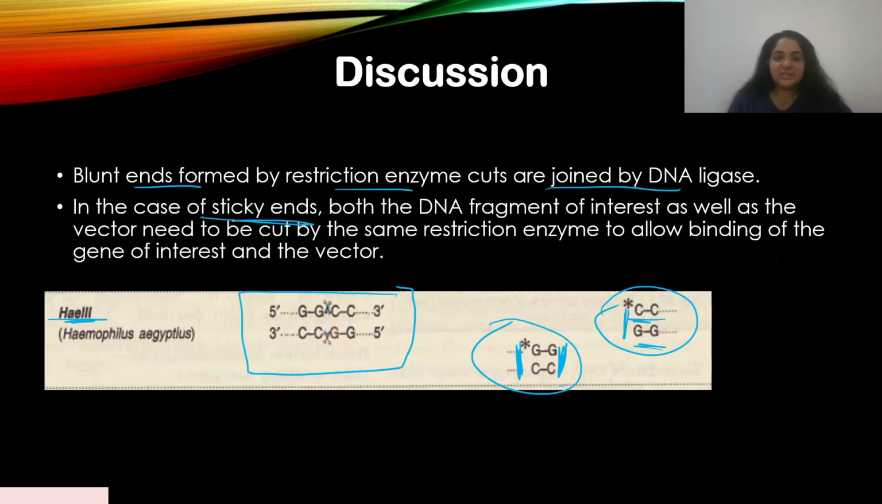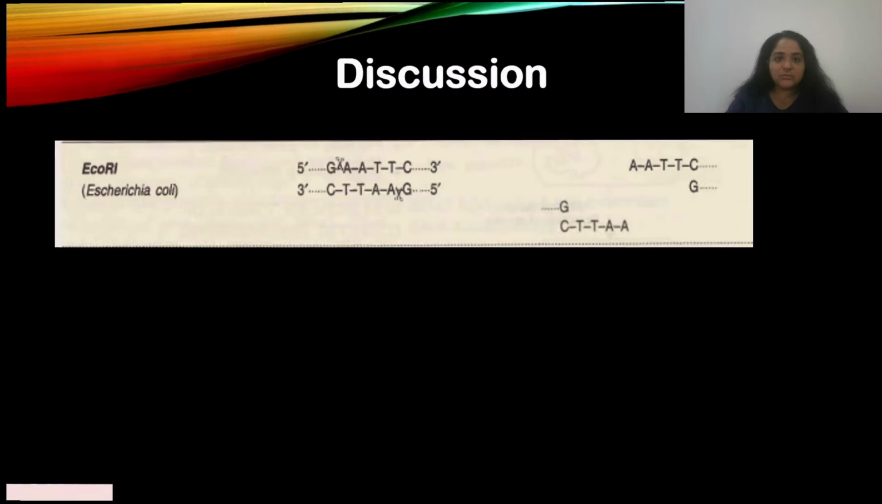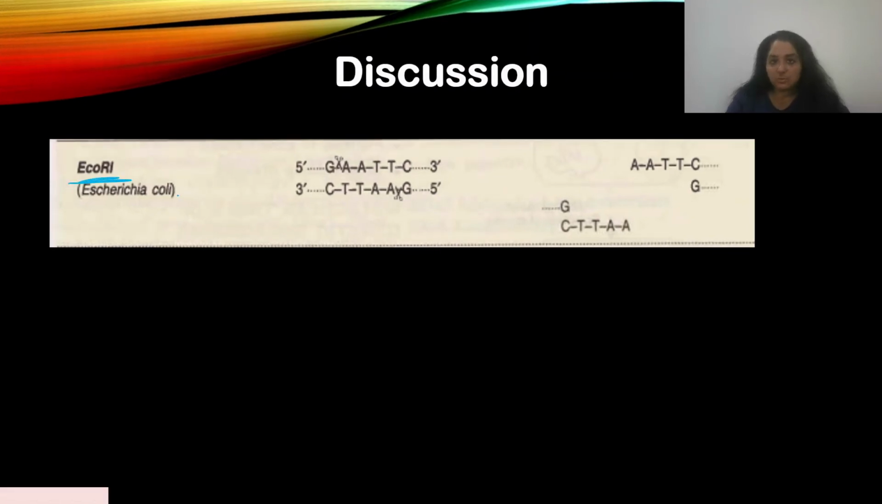Now, in the case of sticky ends, both the DNA fragment of interest as well as the vector need to be cut by the same restriction enzyme to allow binding of the gene of interest and the vector. I think it would be better to show you. Yeah, this is a very good example, EcoRI. You have this palindromic site here, GAATTC and GAATTC. EcoRI identifies this particular sequence, and it will make a cut here. The phosphodiester linkages are broken in these parts. So the product that you get is this.